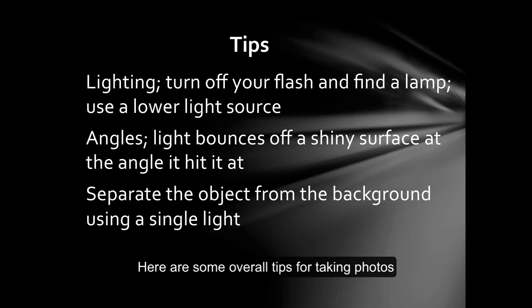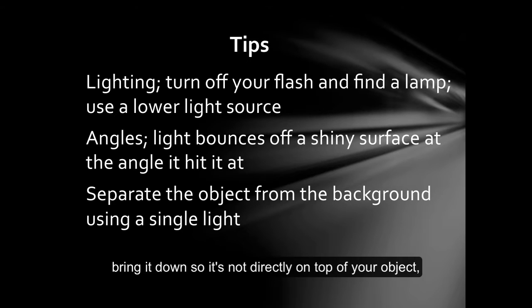Here are some overall tips for taking photos of shiny metal or other reflective surfaces. Of course, the lighting is the key here. You want to obviously turn off your flash. We talk about that. Try not to use your flash. Instead, find another external light source, a lamp. Use it at a lower angle.